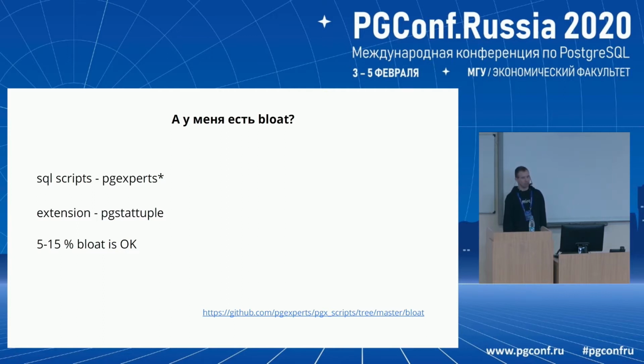If you want a more accurate indicator, you can use the pgstattuple extension. But in order to do so, you have to scan the entire table. 5 to 15% of bloat is okay. But if it goes beyond 15%, like 50-60%, it can affect your performance.